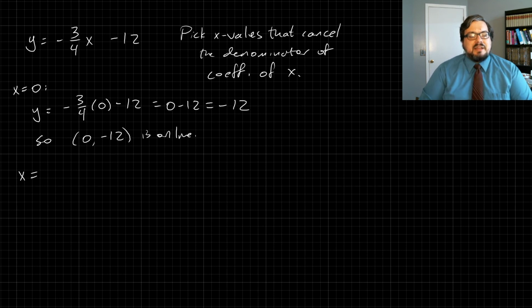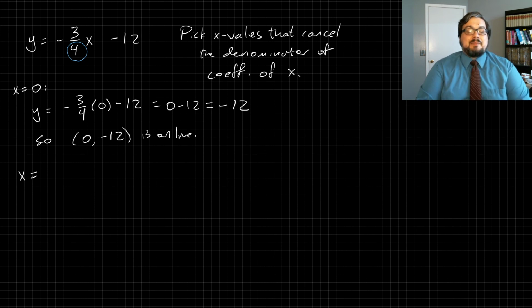And then for the next x equals, I wouldn't just pick a random x. I would look at this fraction that's being multiplied by x, and I'd think, it's got a 4 in the denominator. I would like my x to be a multiple of 4 so that we get some cancellation there and not have to deal with the fractions, because fractions are often a bit of a pain.